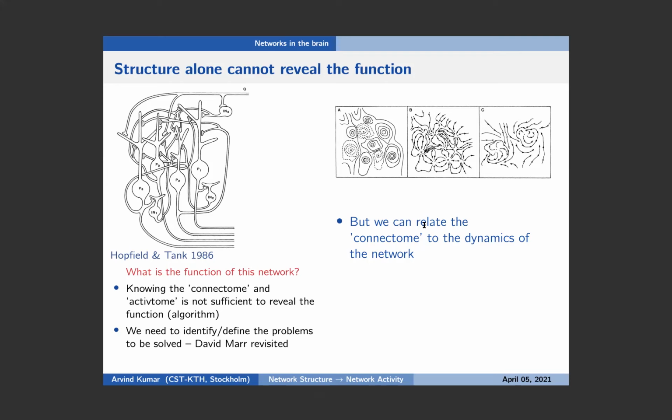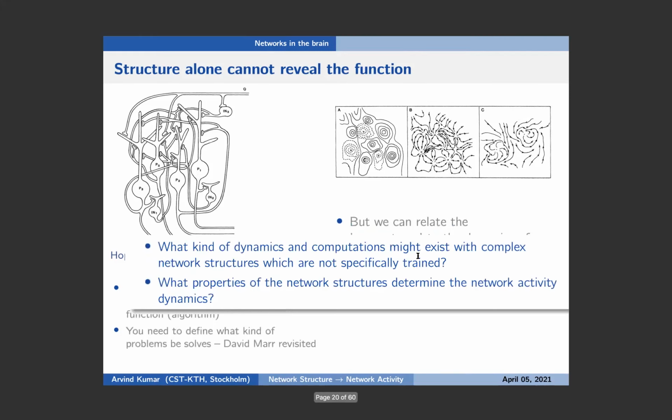So we have some principled approach where we can relate the connectivity to the dynamics. That's definitely possible, and that's what I would like to explore in this talk: what kind of dynamics and computations might exist in complex network structures. And the other way around, how can we relate the structure to the activity dynamics? If we have this understanding, then at least we can guide our search for connectomes and not measure everything, but be very specific in what we want to extract.